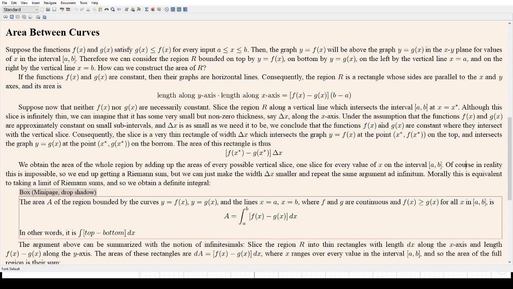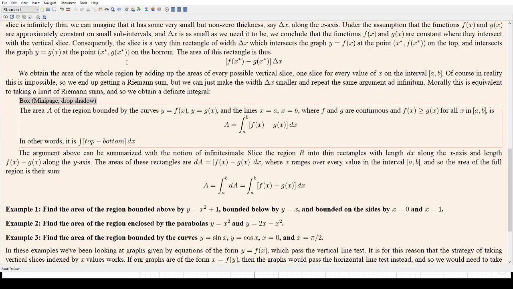So, we're going to say that the functions f and g are constant where they intersect with the vertical slice, right? We slice this region, and the place where we slice it is so thin that the functions f and g are constant on that slice, effectively. So, we can imagine then that the slice is in fact a very thin rectangle of width delta x that intersects the graph y equals f of x on the top and intersects the graph y equals g of x on the bottom. Consequently, the area of this rectangle is, well, same as what we had before. It is the length along the y-axis, which is the difference of the functions, because f is on top and g is on bottom, times the thickness. We can then obtain the area of the whole region by adding up the areas of every possible vertical slice. One slice for every value of x in the interval that we're focusing on.